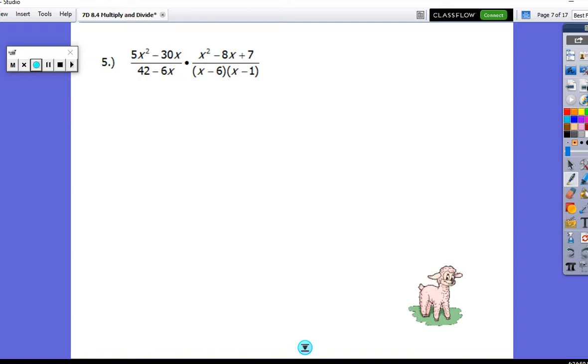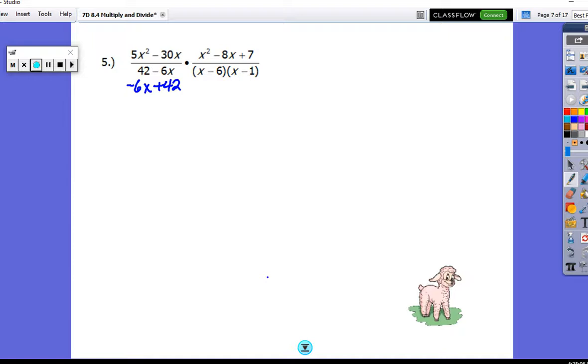All right, what else do I have? Still multiplying. I need to factor everything. Now here, I need to see how this is not in standard form. I need to flip that around, use my commutative property. Otherwise, I'm not going to see my common factors. I'm going to start factoring everything.